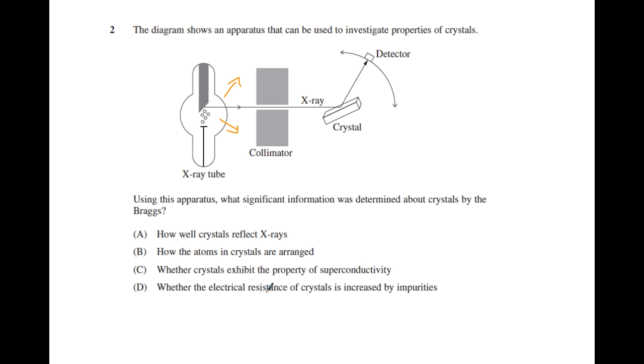And again, whether electrical resistance of crystals is increased by impurities, that relates to semiconductors and has nothing to do with Bragg's. So really the answer is B, and how they are arranged. And as I mentioned to you before, firing X-rays therefore at metals gave similar results, and it helped us to understand the structure of the metals and how it became a conductor.